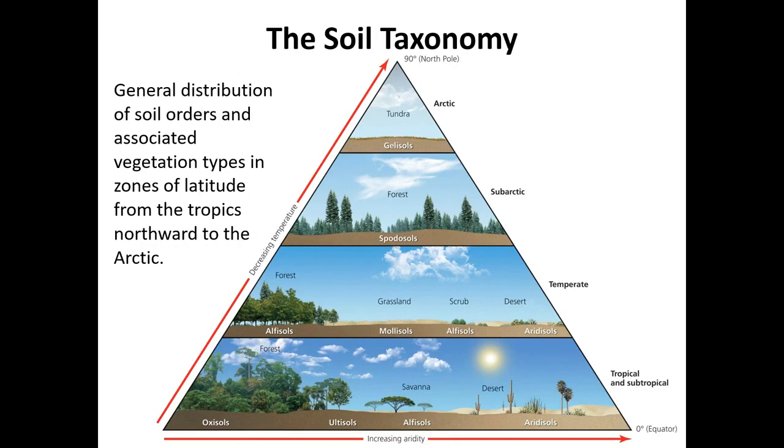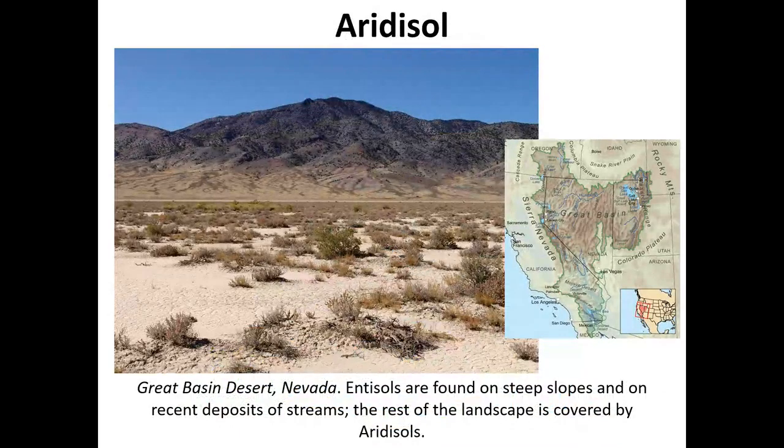And then gelisols are common in the tundra, where you have permanent frozen soil or permafrost. So this is kind of an interesting way of seeing where different soils are in the world. So we'll quickly go over the main categories.